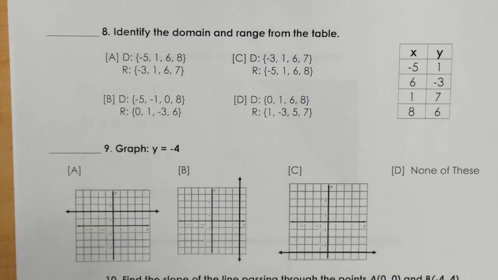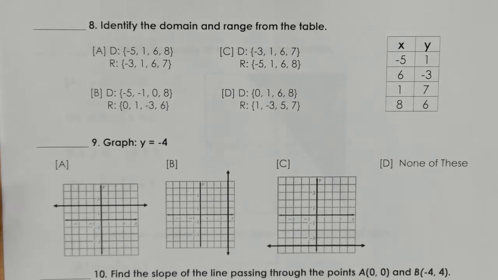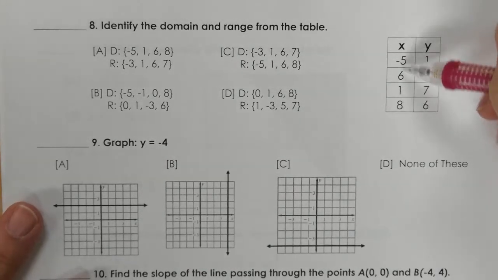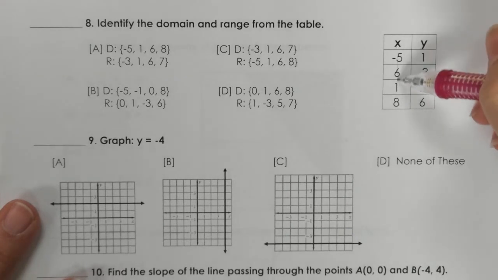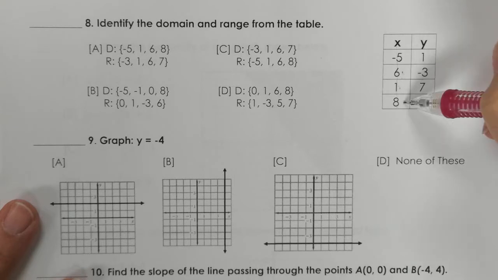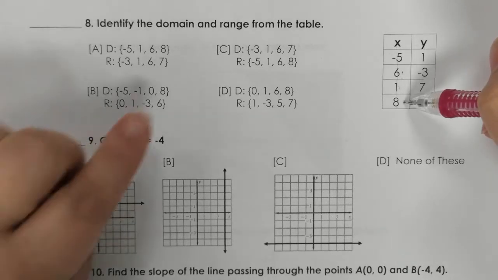For number 8, it says identify the domain and the range from the table of values. So this is very similar to the previous problem, number 6. X's are your domains. So I'm just putting this column in order from least to greatest. So -5, 1, 6, 8. So that would match up to A.